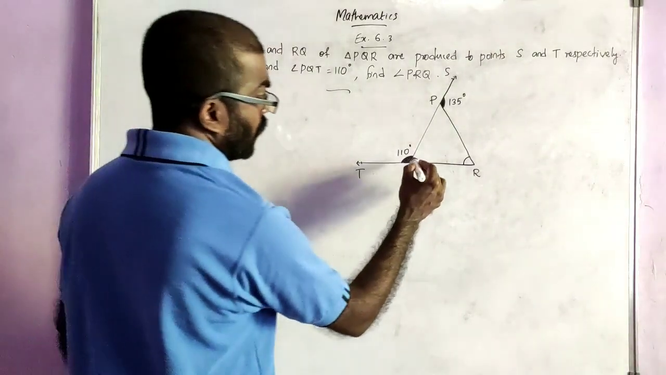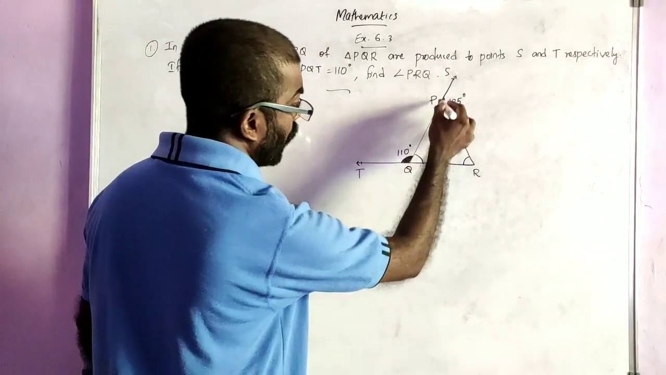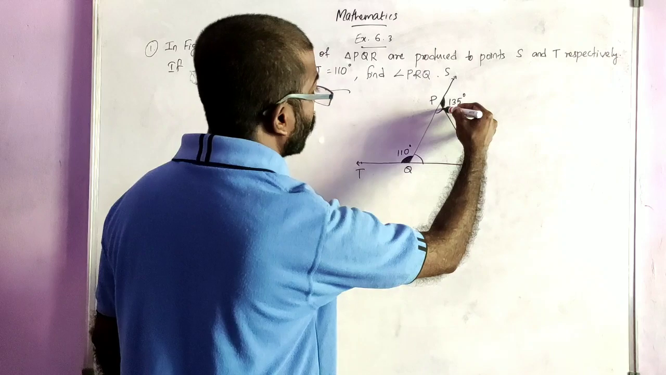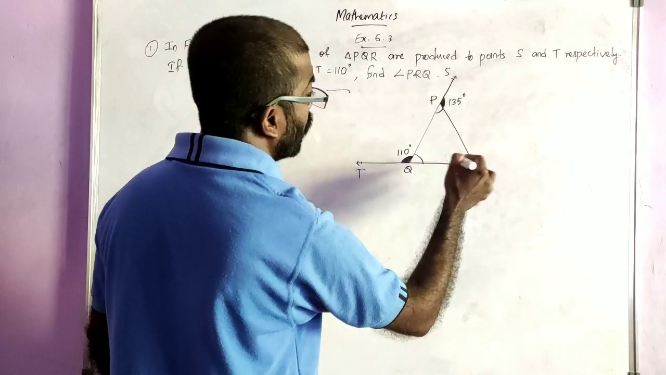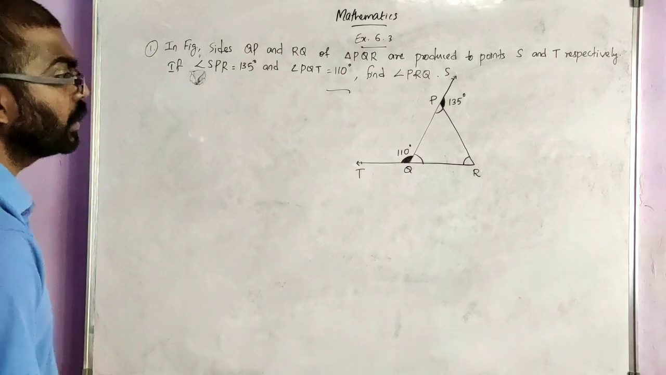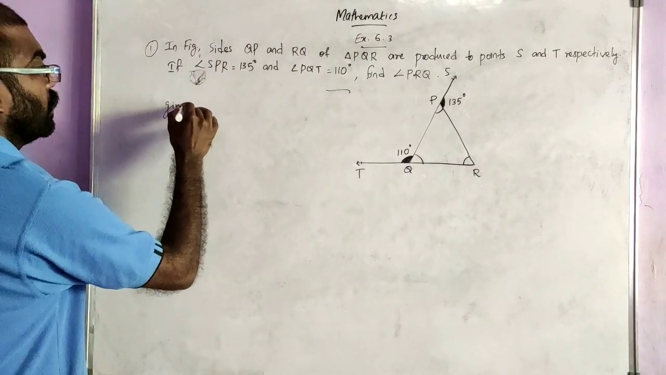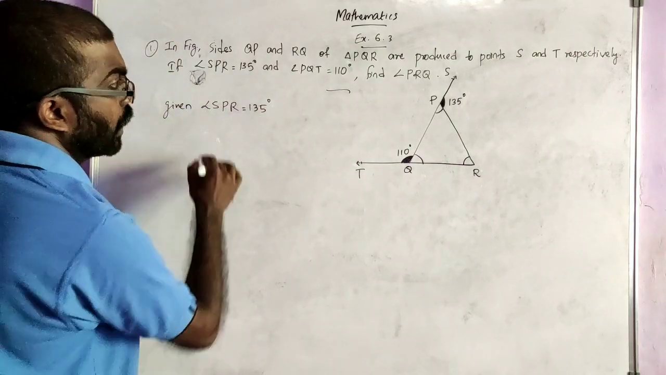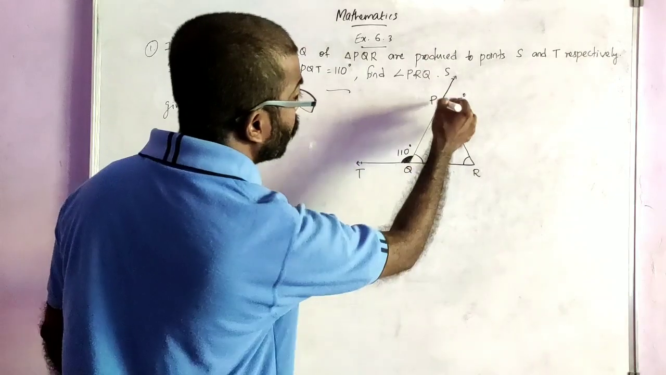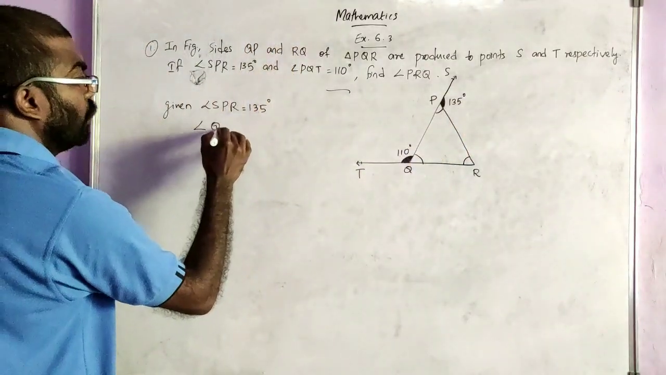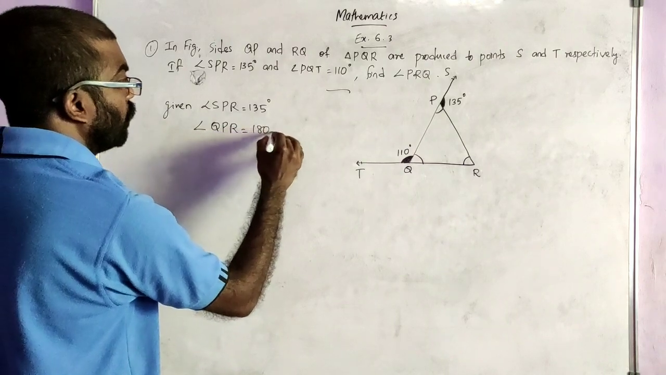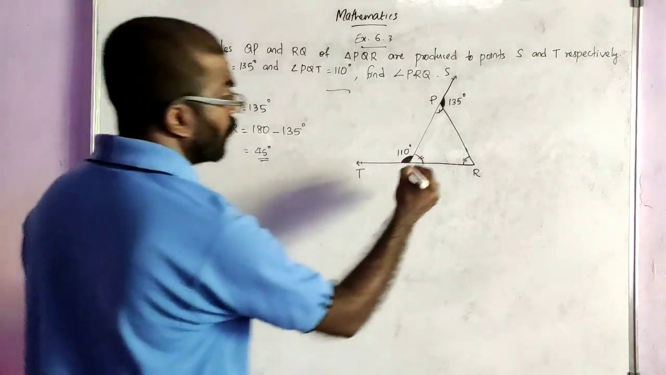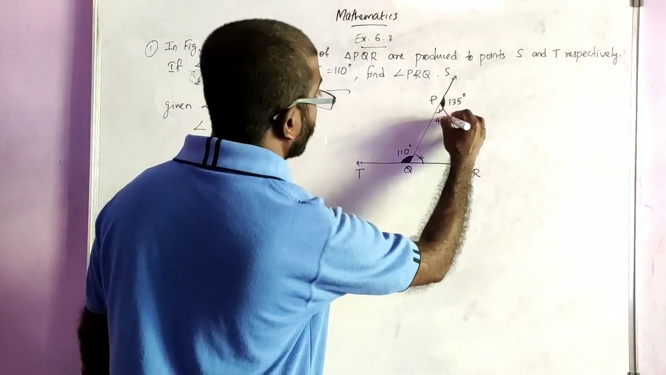Okay. So from the figure it is clear that angle PQT and angle PQR are linear pair of angles. And here also we get one linear pair, SPR and QPR. That values we can find it out. So given angle SPR equal to 135 degree, from this we can write angle QPR is equal to 180 minus 135, which is equal to 45 degree. So here the measure is 45 degree.